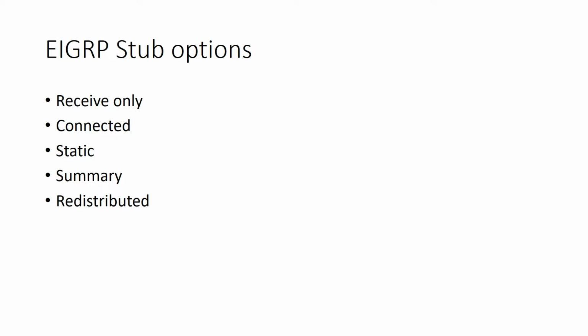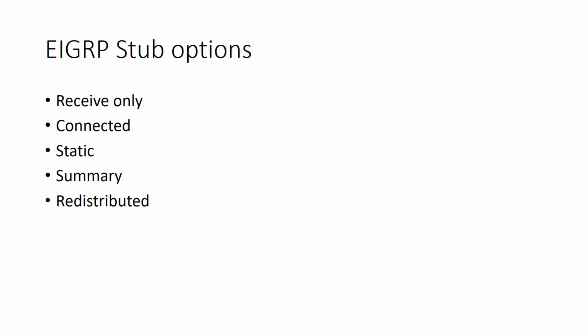So first, our option is receive-only. This would restrict an EIGRP stub router from advertising any route to other routers. Next, we have connected. This allows an EIGRP stub router to advertise its connected networks. Next, we have static. This allows an EIGRP stub router to advertise its static routes. Summary. This allows an EIGRP stub router to advertise its summary routes. It's important to know that this is the default option.